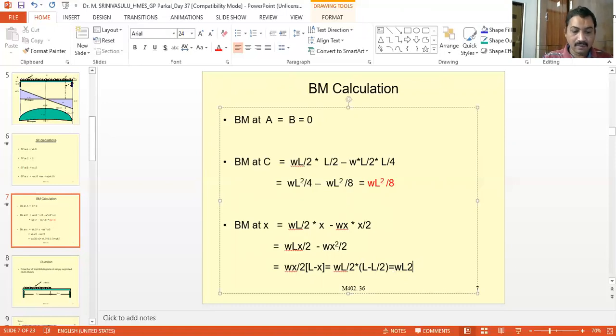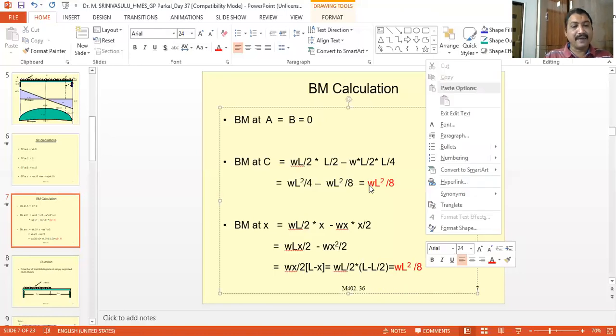by 8 will come. So this is the same. From both the equations, it will be the same. The maximum bending moment acting here is equal to WL square by 8.